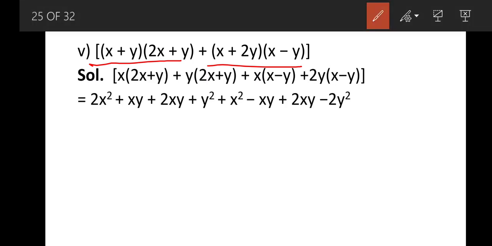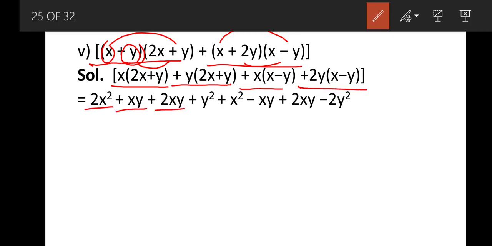What I have done: x of this first expression is to be multiplied completely by this expression, plus y of this expression is to be multiplied completely by this expression. Similarly, x will be multiplied completely by this expression, 2y will again be multiplied completely by this expression. This is what I have written here.